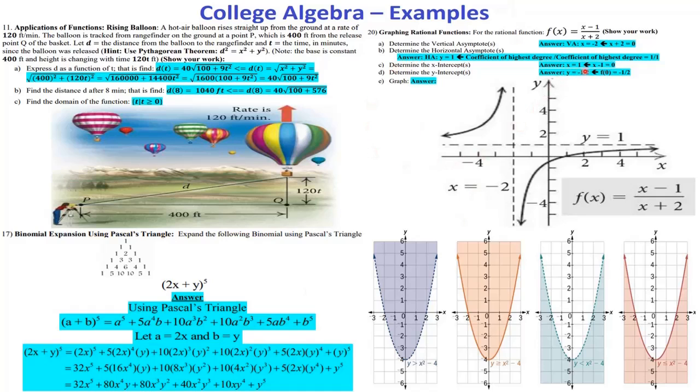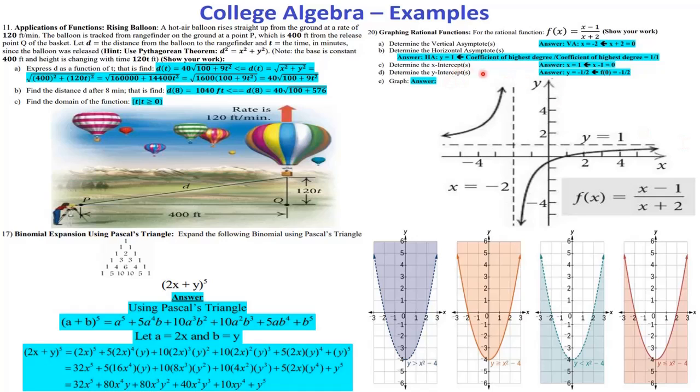Then I have here an example of a rational function, x minus 1 over x plus 2. So to graph this, first determine the vertical asymptote, basically set the denominator equal to 0. So x equals minus 2 is the vertical asymptote. Then determine the horizontal asymptote. This is simply the coefficient of x over the coefficient of x, which is 1 over 1. So y equals 1 is the horizontal asymptote.